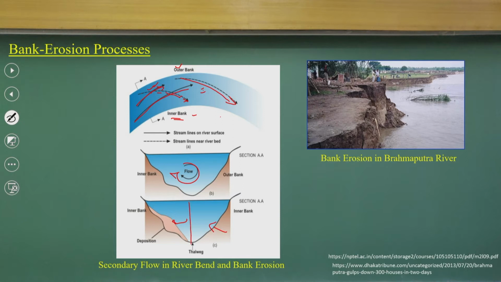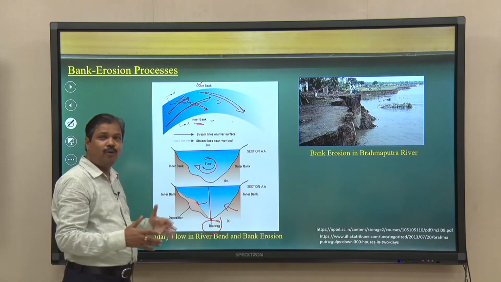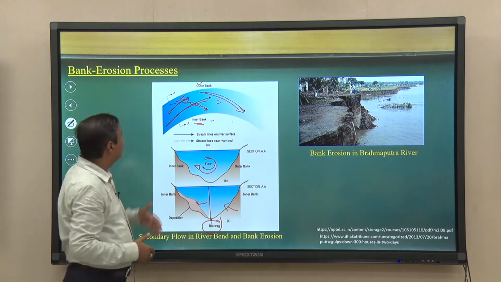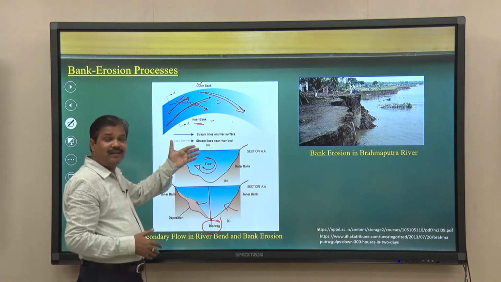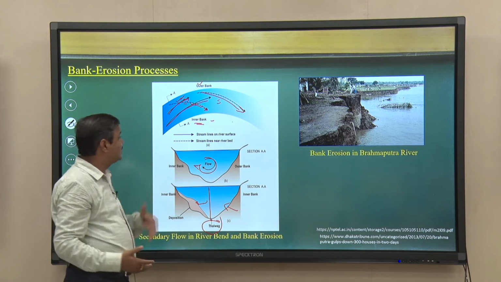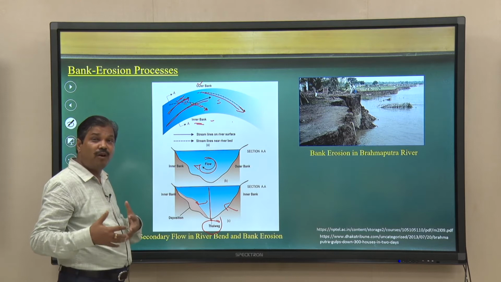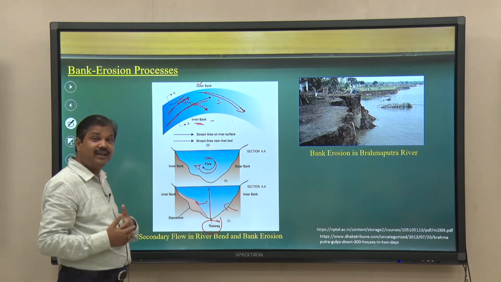This is a line we call the thalweg line. How these deposition patterns happen, and how these thalweg line shifts happen because of this process. So, river banks accelerate the bank erosion at the outer bank, and it also facilitates deposition in an inner bank. That is the reason the point bar formation happens at the inner bank.